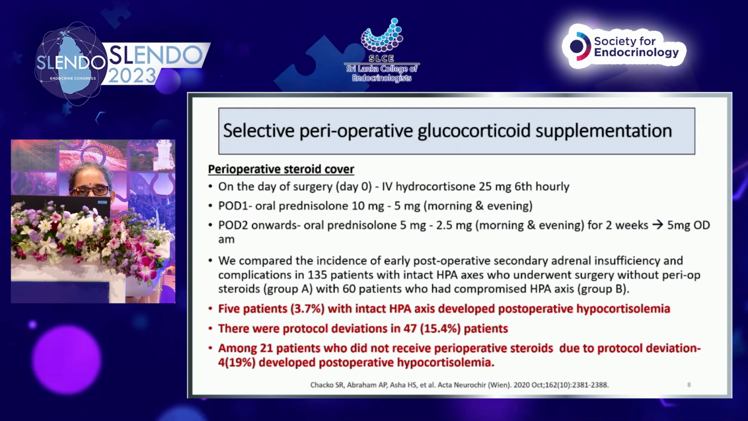Despite having a protocol in place, there was protocol deviation in 15% of patients. 21 patients who were supposed to receive postoperative glucocorticoids did not receive perioperative glucocorticoids, and among them, 19% developed postoperative hypocortisolemia, emphasizing the importance of having checklists despite having proper protocols in place.